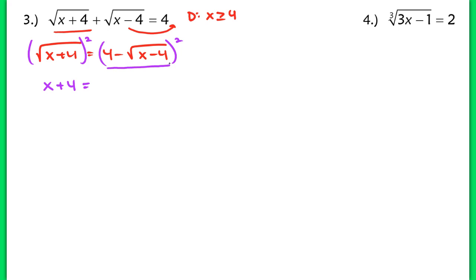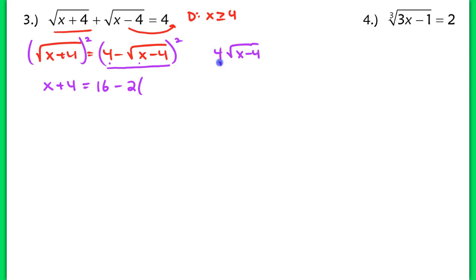So to multiply this out in our head, we take 4 and we square it, we get 16. To get the middle term, we have to double, so we're going to multiply by 2. We have a negative sign because we're subtracting these two, but we're going to double the product of 4 and root x minus 4. So we have to multiply 4 times root x minus 4.